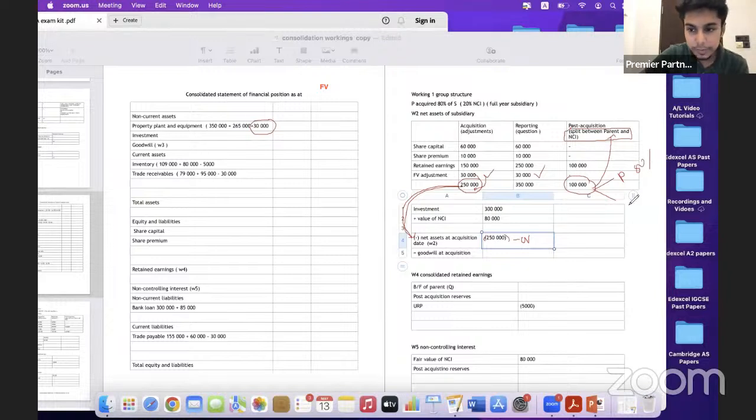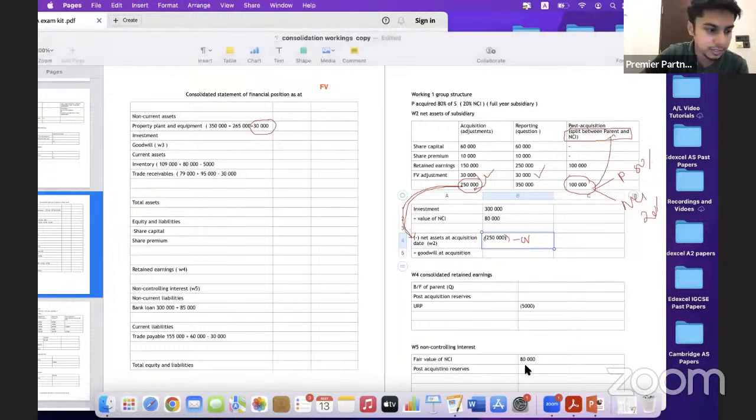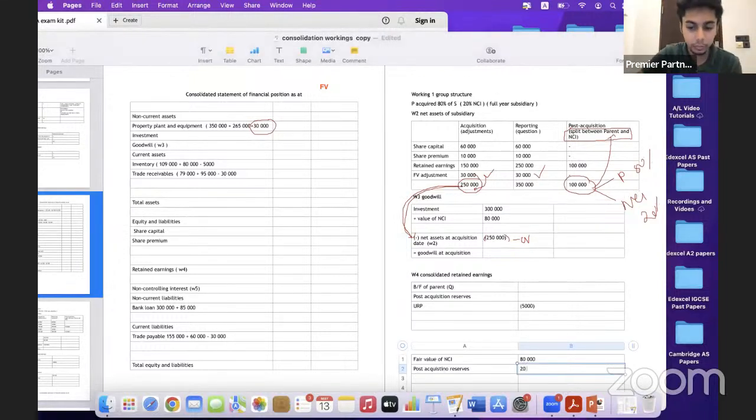Subsidiary owns 20%. Sorry, NCI owns 20%. So you should give 20% to NCI. Okay, now guys, calculate. 100,000, 20% is 20,000. This goes to whom, guys? This goes to NCI. NCI means copy it here and show. Non-controlling interest post-acquisition reserve 20,000. That's your answer.